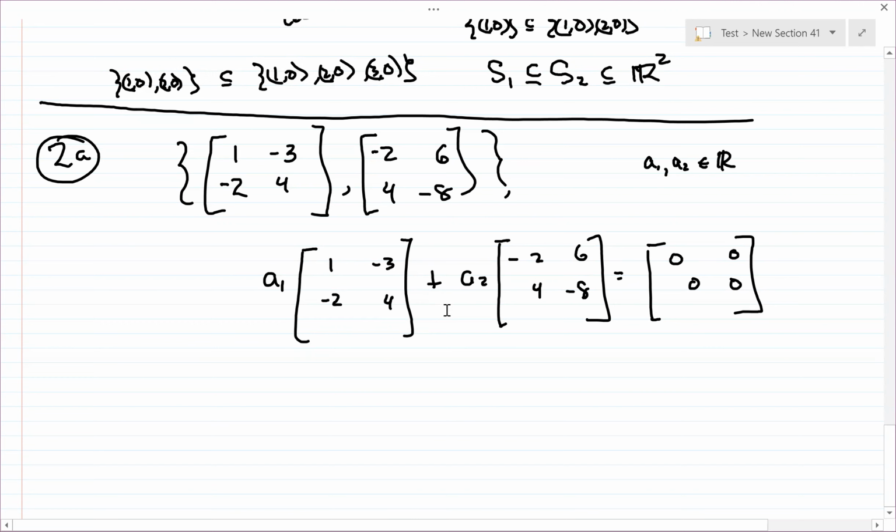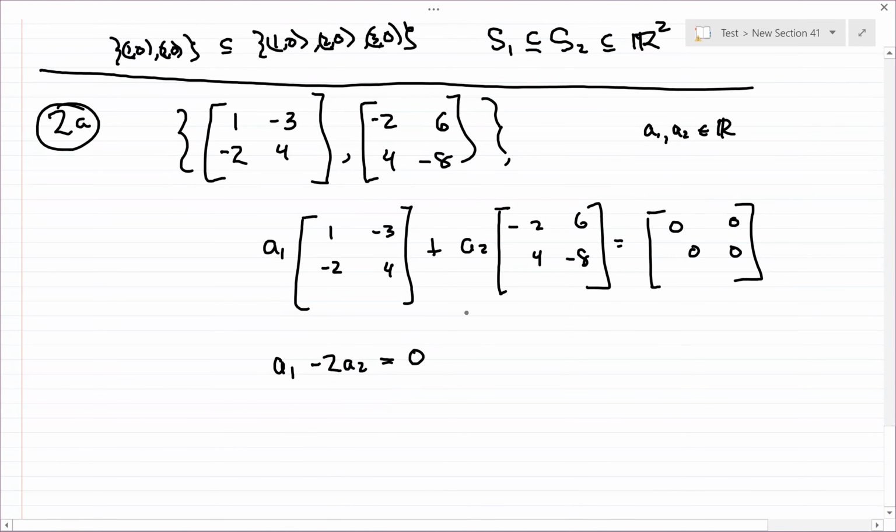Okay, so how do you do it? These are sort of the components of the vector. So when you add these two vectors together, it would be A1 times 1, which is just A1, and then minus 2A2. And when you add those two together, you have to have the component over here, which is 0. So that's the first, and now there's 3 more to do. Minus 3A1 plus 6A2 would have to be equal to the 0 over here.